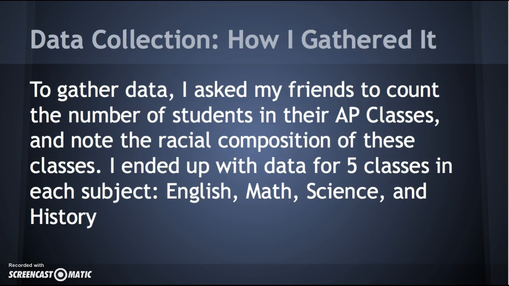So the second part of this project is the data collection and how I gathered the data. Basically, to gather the data, I asked my friends to count the number of students in their AP classes and note the racial composition of these classes. It's kind of a convenient sample, but that's what pretty much everyone did when doing these projects. I doubt anyone would use a random number generator and assign each class a number. So I ended up with data for 5 classes in each subject. So per subject, like for English, I had 5 classes of data. Same with math, science, and history.